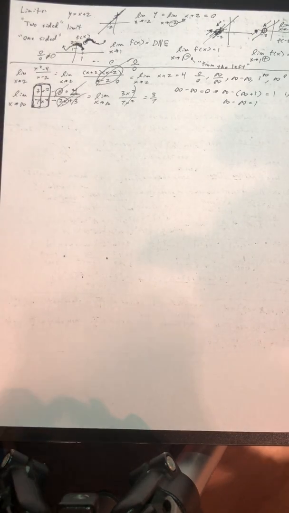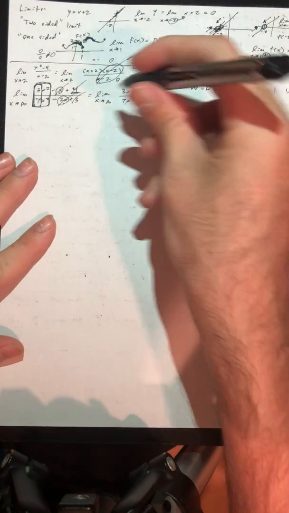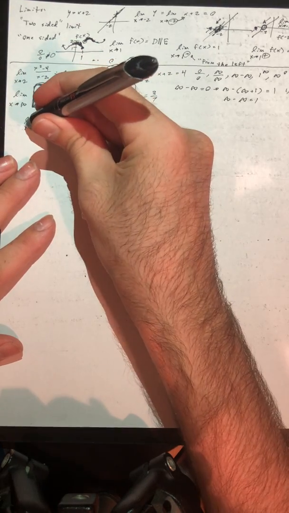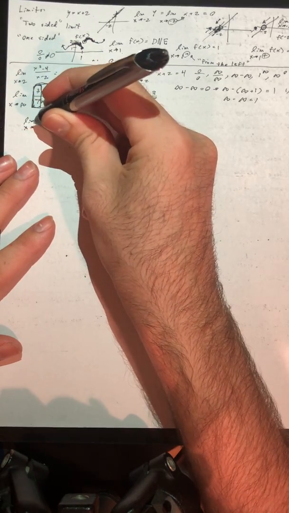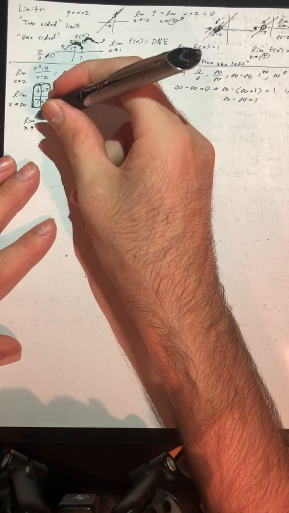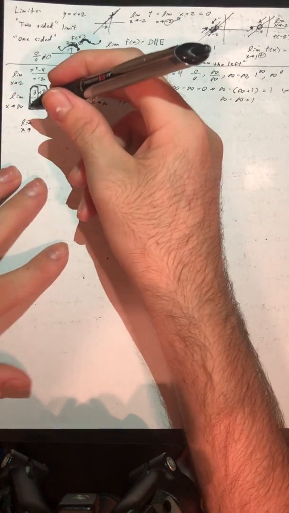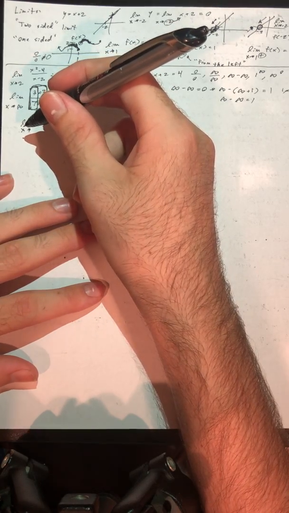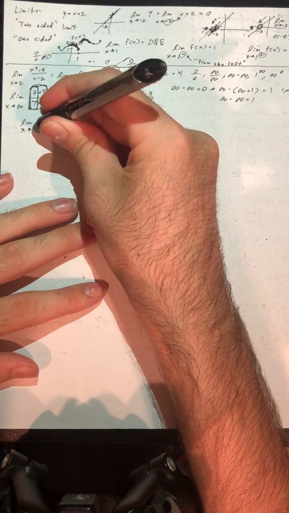Okay, enough of that. What's another cool type of limit form? I should probably talk about the definition of the derivative too. Let's just do this one as an example.